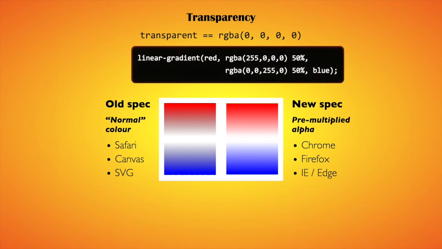If you want to mimic it in Safari, you have to define two different colour stops. So for this example, we've got red through to a fully transparent red, then it instantly switches to a fully transparent blue, and then goes up to normal blue.